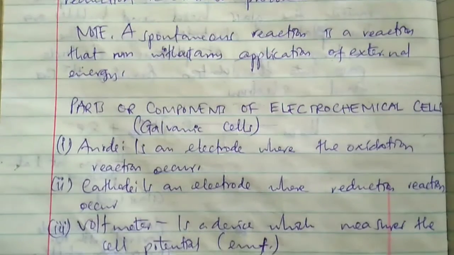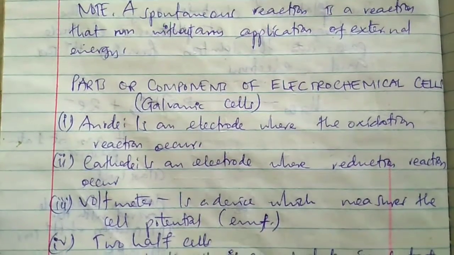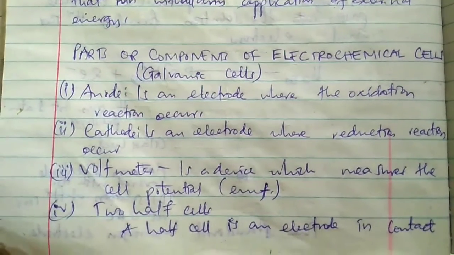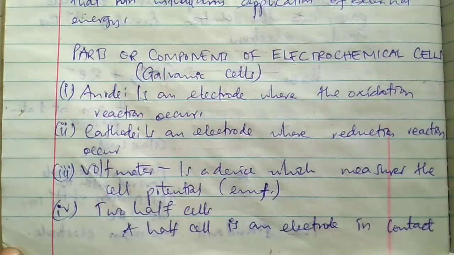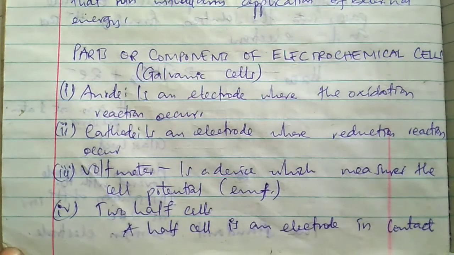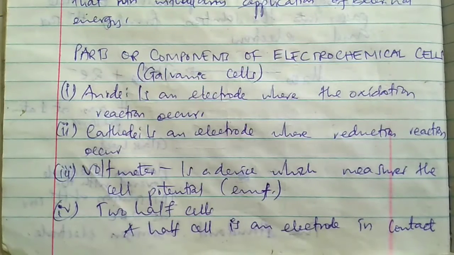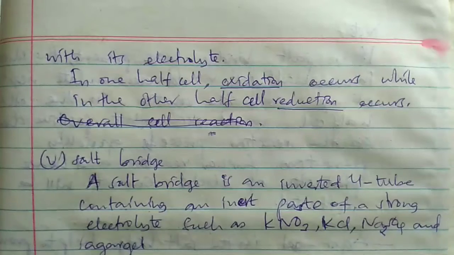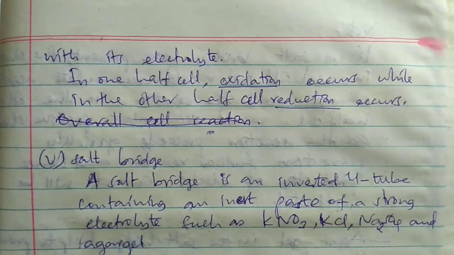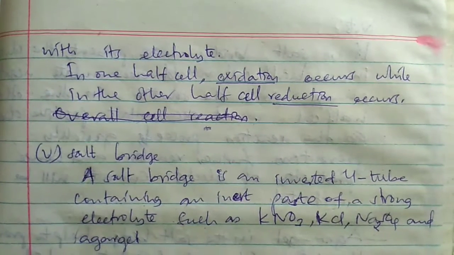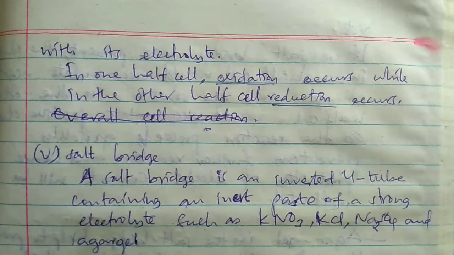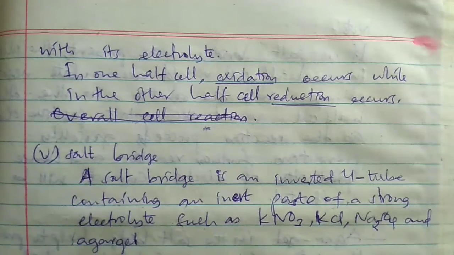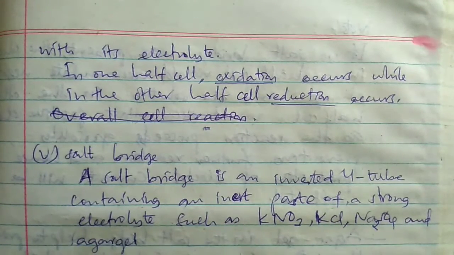The voltmeter is the device which measures the cell potential and EMF. Then we have two half cells. A half cell is an electrode in contact with its electrolyte. Haya, hiyo ni half cell. In one half cell oxidation occurs, while in the other half cell reduction occurs. Kwenye half cell moja oxidation inatokea, kwenye half cell nyingine reduction inatokea.